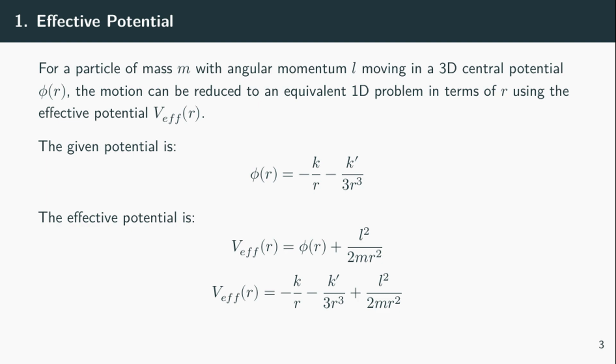When a particle of mass m and angular momentum L moves under a central potential, meaning it only depends on the distance r like our phi of r here, we can analyze its radial motion using this concept called the effective potential, denoted as Veff of r. The potential we are given is phi of r equals minus k over r minus k prime over 3r cubed. The effective potential is always the sum of the original potential phi of r and this centrifugal term, which is L squared over 2mr squared. So combining those, our effective potential Veff of r is minus k over r minus k prime over 3r cubed plus L squared over 2mr squared.